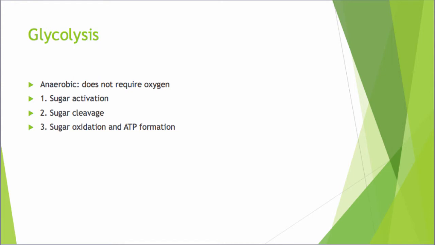In the third phase of glycolysis, the two 3-carbon fragments are oxidized by removing the hydrogen atom. Then, phosphate groups are attached to each of the 3-carbon fragments. The final products of glycolysis are 2 molecules of pyruvic acid and 2 molecules of NAD+.